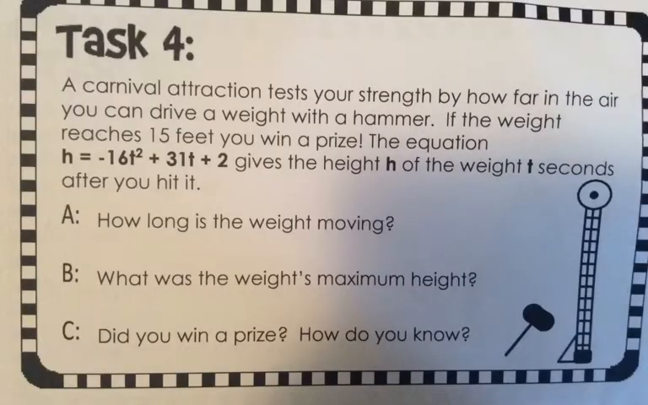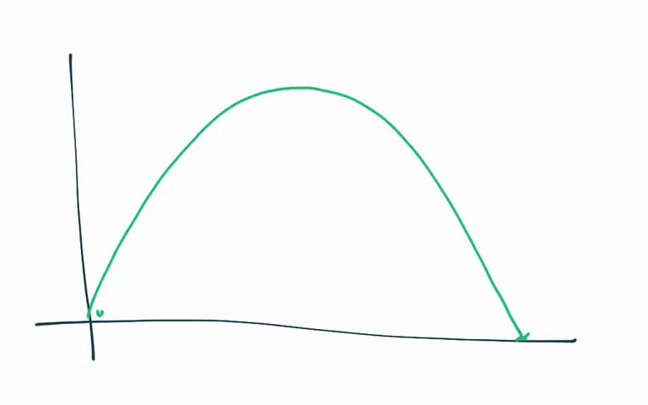So this is the one that had the carnival attraction, testing your weight. So you're going to bang the hammer down and it's going to go up and then come back down. And we were asked 3 questions. How long is the weight moving? What is the weight's maximum height? And did you win a prize? So we want to go back to your picture, and hopefully your pictures are all still in your activity from yesterday so that you'll be able to see it.